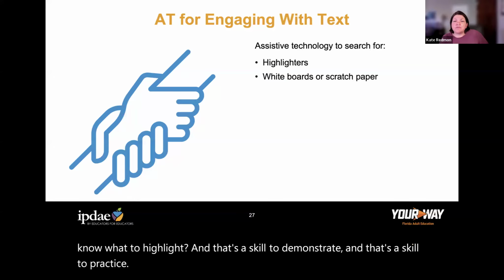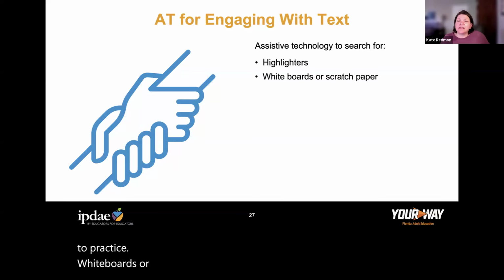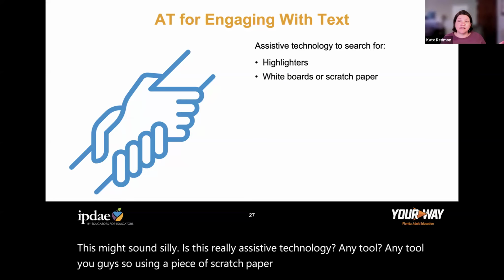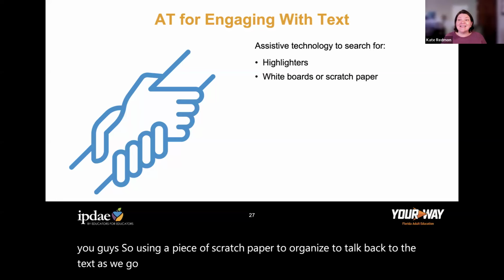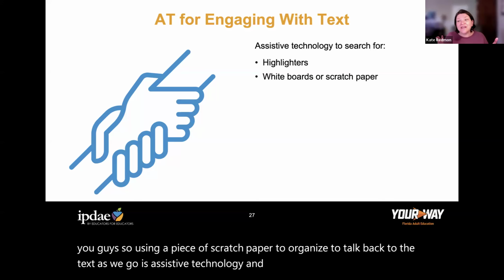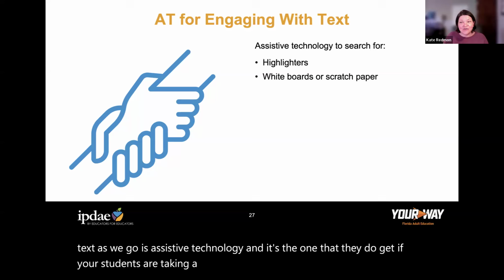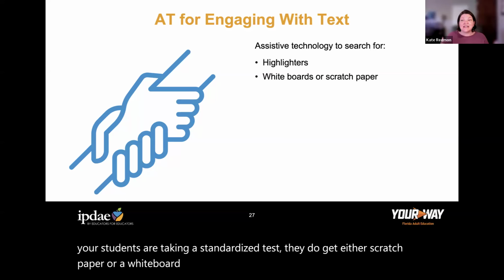Whiteboards or scratch paper. This might sound silly. Is this really assistive technology? Any tool, you guys. Using a piece of scratch paper to organize, to talk back to the text as we go is assistive technology. And it's the one that they do get. If your students are taking a standardized test, they do get either scratch paper or a whiteboard. So teach them to use it in order to be active readers as they go.